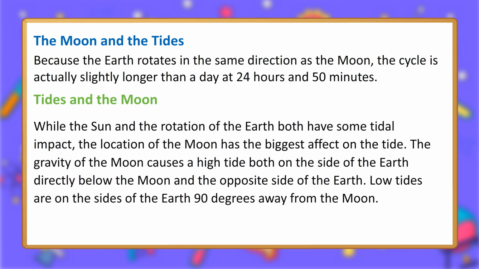Tides and the moon. While the sun and the rotation of the Earth both have some tidal impact, the location of the moon has the biggest effect on the tide. The gravity of the moon causes a high tide both on the side of the Earth directly below the moon and the opposite side of the Earth. Low tides are on the sides of the Earth 90 degrees away from the moon.